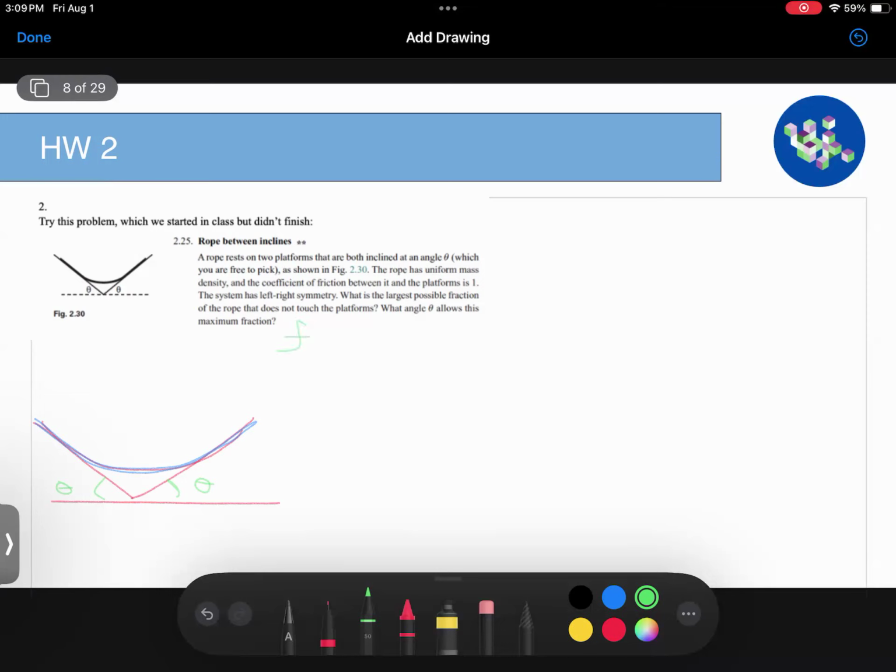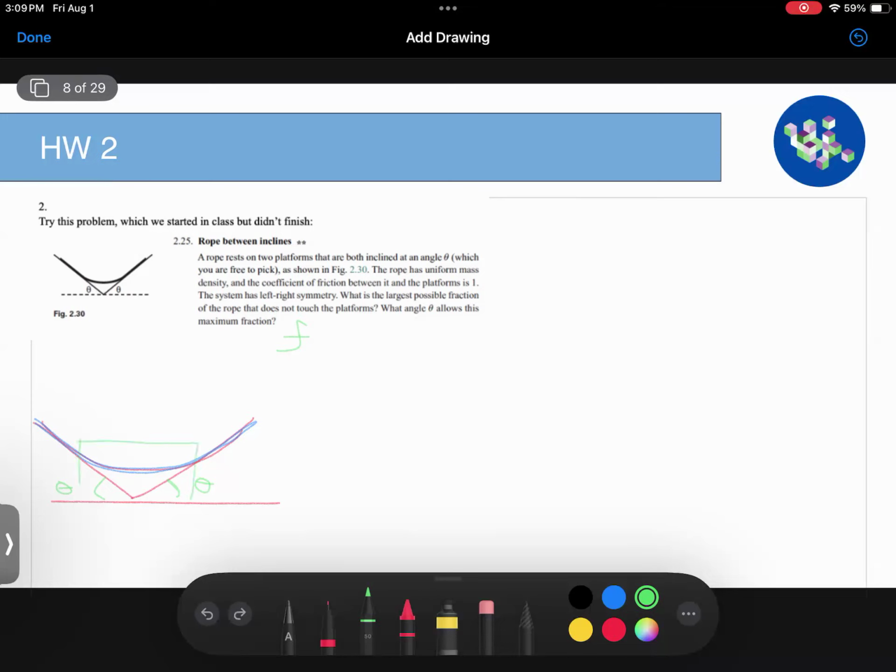The big idea for solving this problem is you want to divide it into many systems, right? Because part of the rope is not on the platform, and part of the rope is on the platform. So if we first take a look at the system that's just the part of the rope that's not on the platform, let's box it over here.